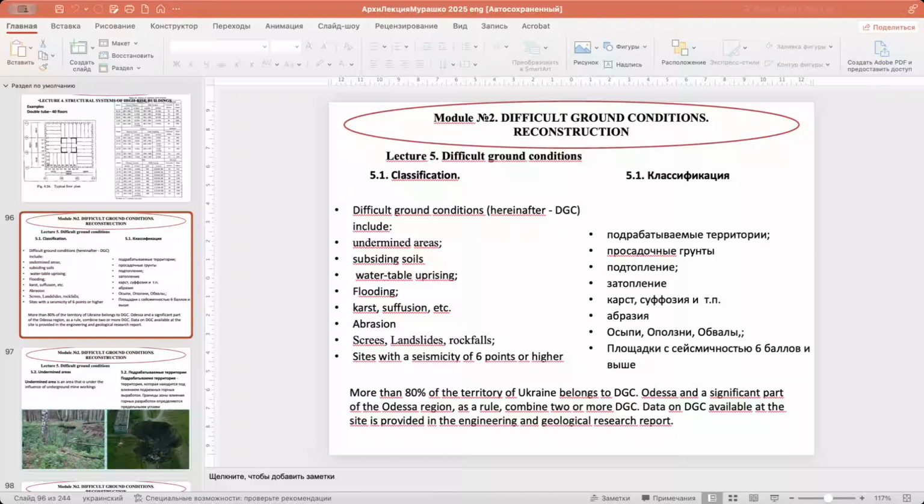One more time. When we're talking not only about the territory of Ukraine, for example, Ukraine has more than 80% of territory covered with difficult ground conditions. But when we're talking about foreign countries, sometimes we can develop projects in a country with more than 80% difficult ground conditions. Sometimes it's seismicity, sometimes it's volcanoes, sometimes other types of difficult ground conditions.